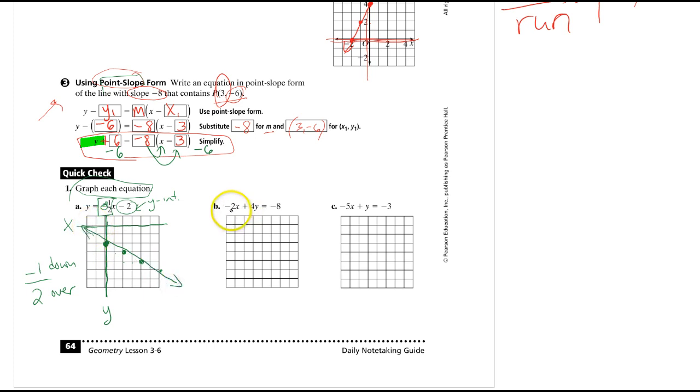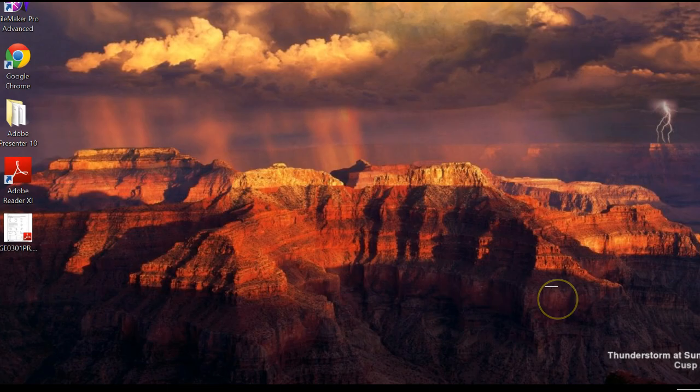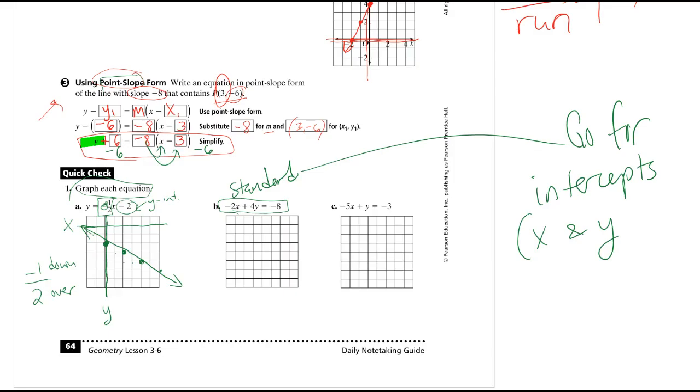How about this one? What form is that? Yeah, standard form. Now, the way to graph something, if you're starting with standard form, skip all the algebra of getting the y alone on one side of the equal sign and just go for the intercepts. Go for intercepts. And by that, I mean the x and y intercepts.